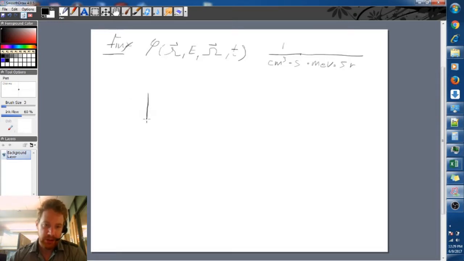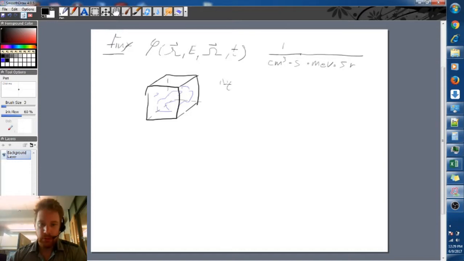At any rate, let me give you the interpretation before I give you a definition. It's interpreted as follows: if we have our unit cuboidal volume, and we have some neutrons flying around in it, what is the total path length that those neutrons trace out in that 1 centimeter cube volume in 1 second, given that position in energy space and that position in direction space?